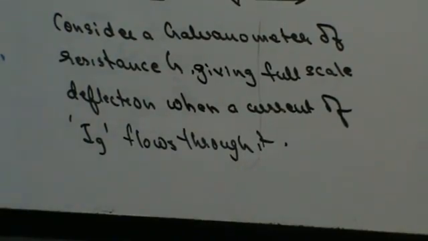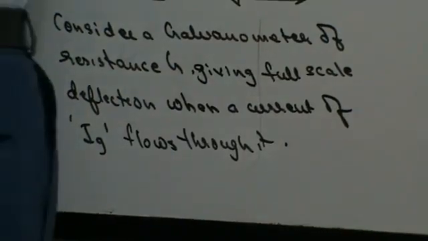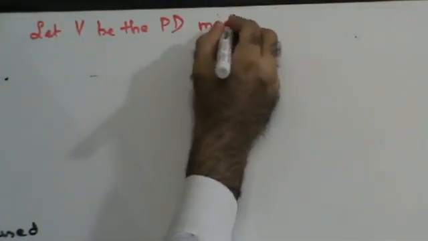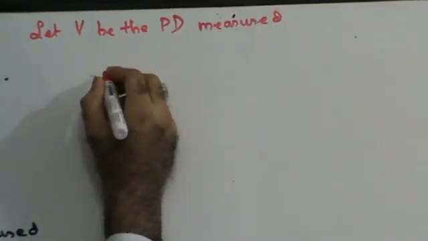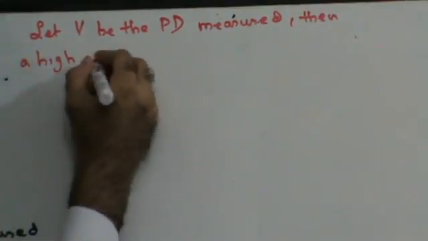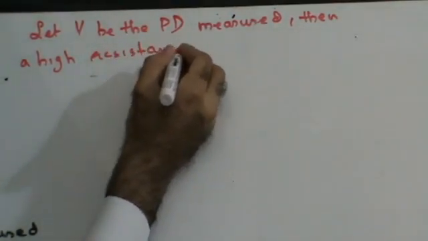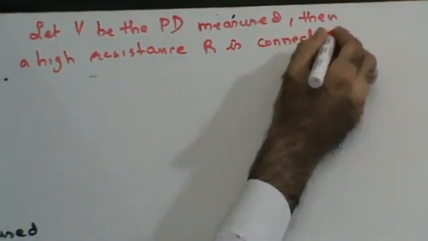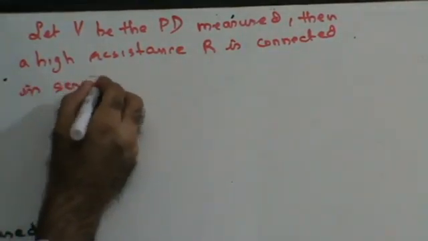Now, let us assume that V is the potential difference measured, then a high resistance R is connected in series with the galvanometer.